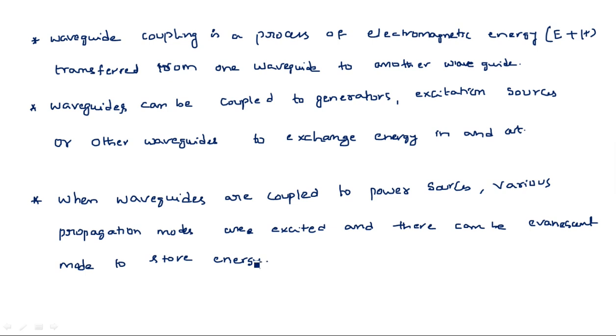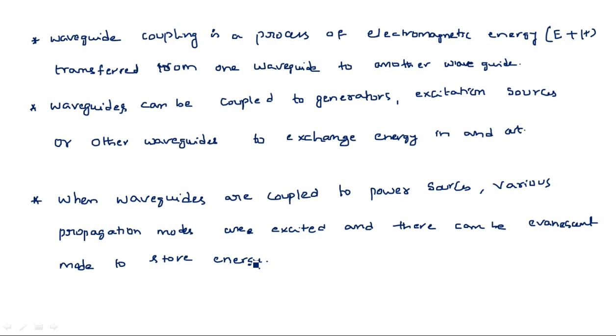So when a waveguide is coupled, we can understand that waveguides can be coupled to generators, excitation sources, and other waveguides. Suppose the waveguides are coupled to excitation sources, nothing but power sources, where the power is originated. In such a case, when a wave is being propagated inside the waveguide, it can experience a number of modes. So when a power source inserts the wave into the waveguide, it also experiences a large number of various modes.